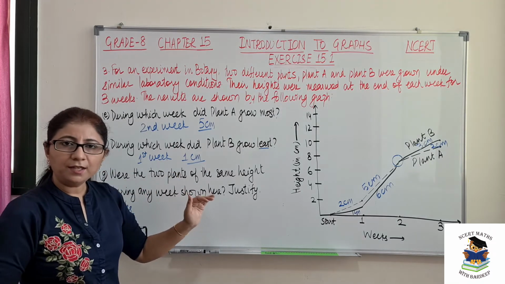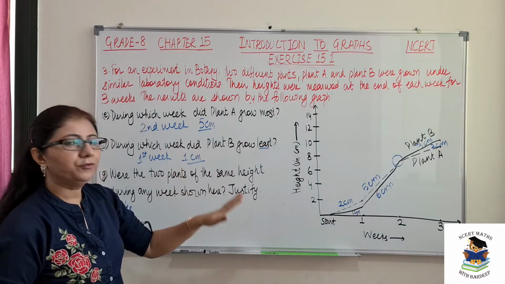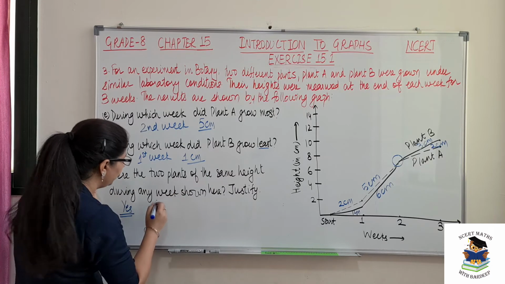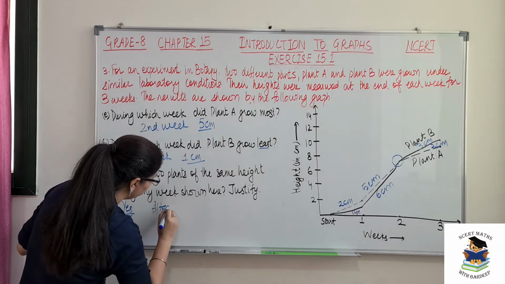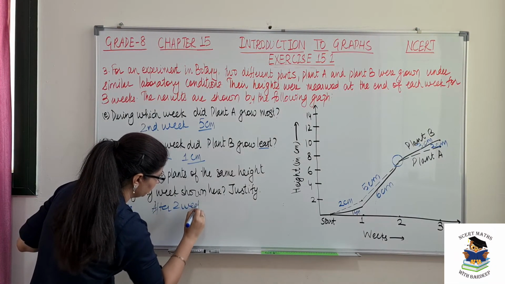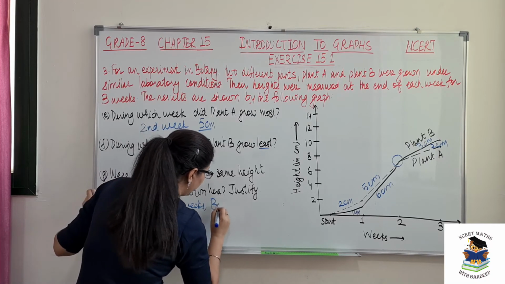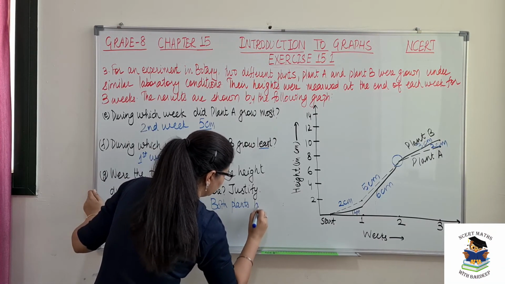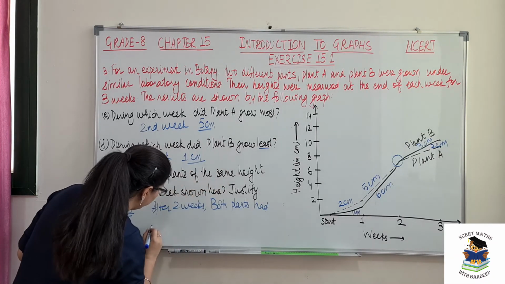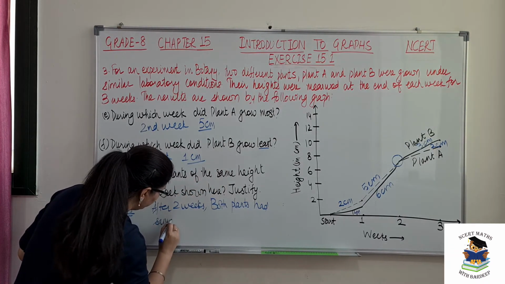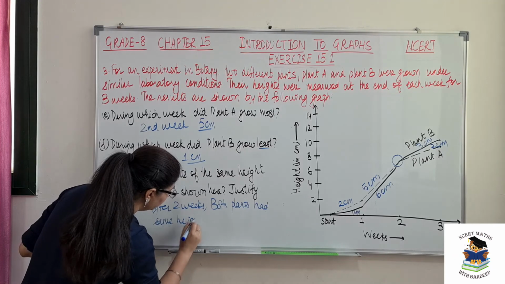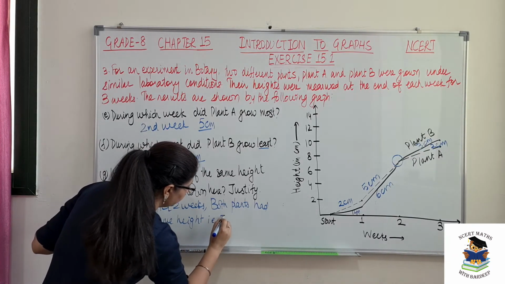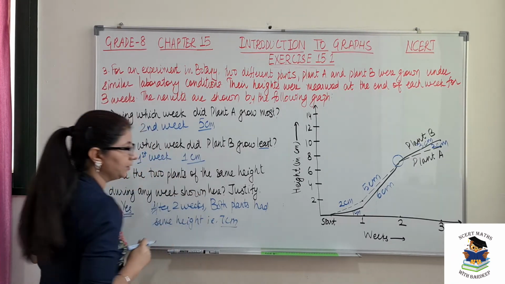So when is the same height? We will say after 2 weeks, both plants had same height, and what is the value? That is 7 centimeter.